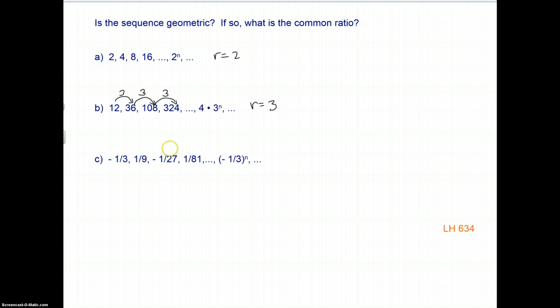Looking at this, you're probably getting used to the syntax now, I've got some number raised to the power n, where n is the term number. If I take that, that is going to be my common ratio. So if I move from negative 1/3 to 1/9, I multiply by negative 1/3, and so on. Negative 1/3, negative 1/3. So this is again a geometric sequence, and its common ratio is equal to negative 1/3.